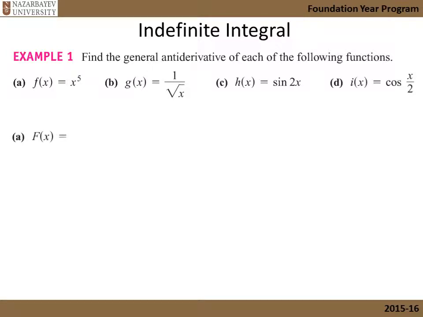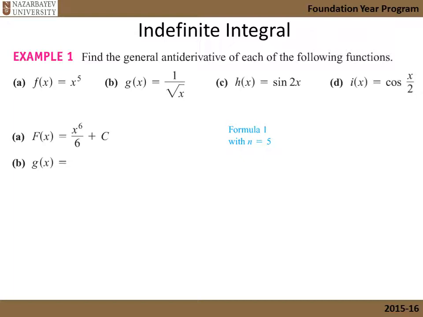Let's calculate a. So we can use formula number 1 from the previous table, where we have n equals 5. It means our antiderivative will be equal to x to the power of 6 over 6. And don't forget about the constant c.